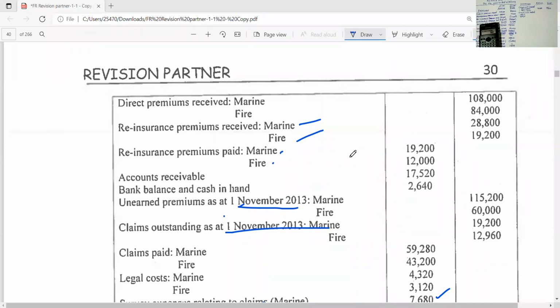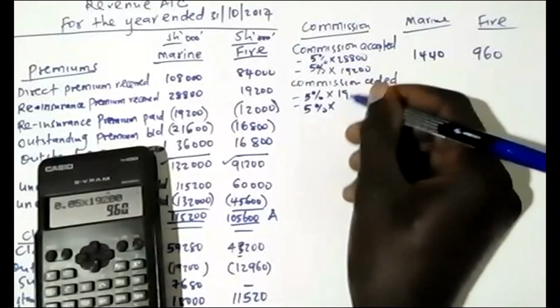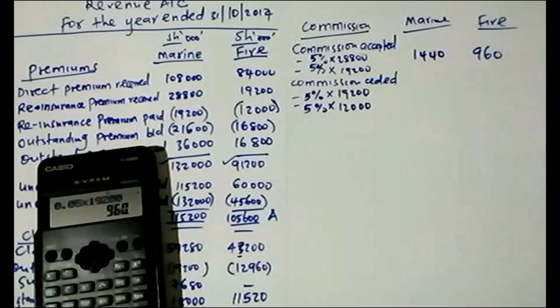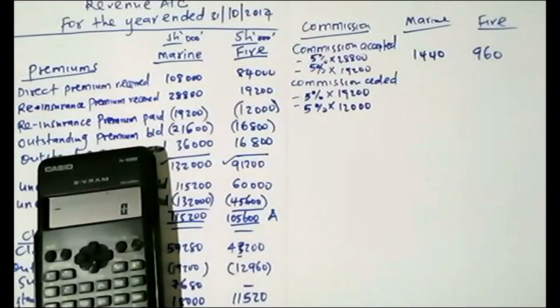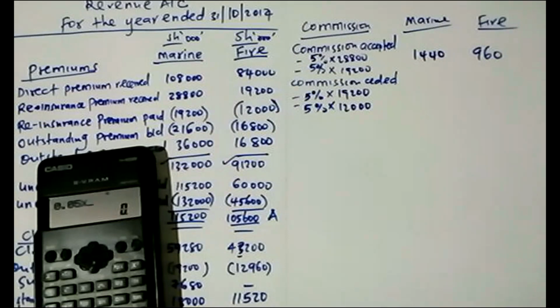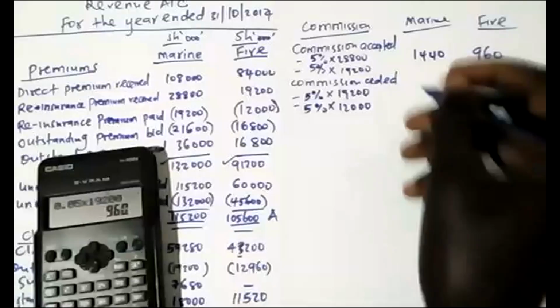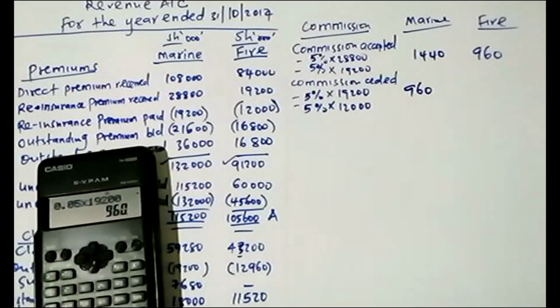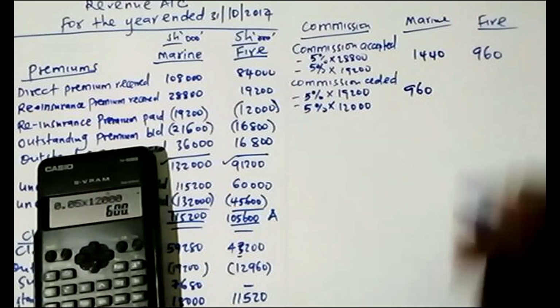So reinsurance premium paid, we have 19,200 and 12,000. So say 0.05 times 19,200. So this is 960. What about the 12,000? So it would be 600.